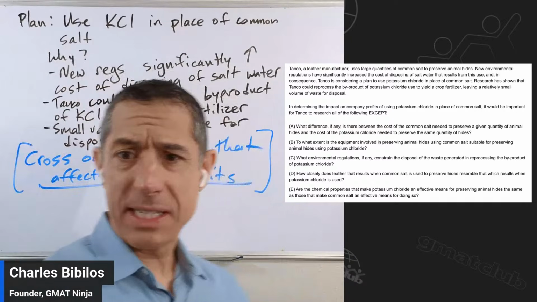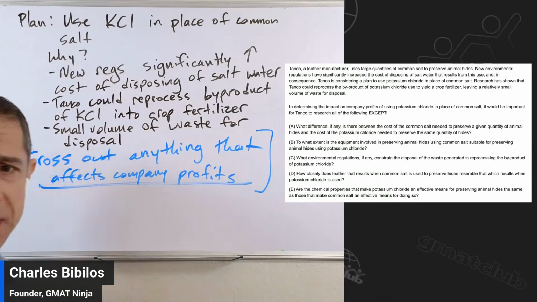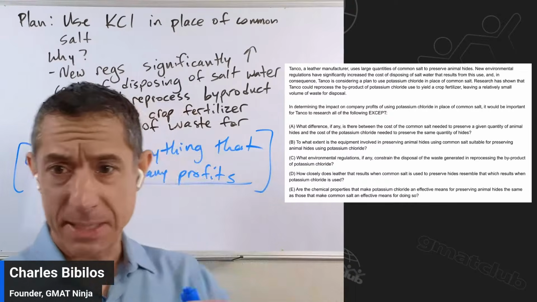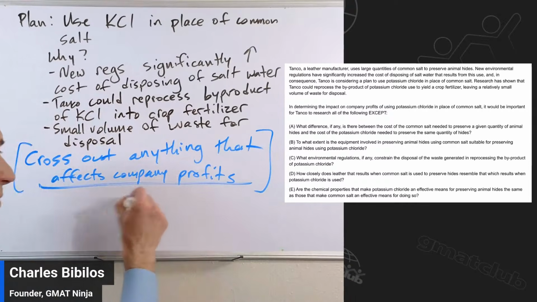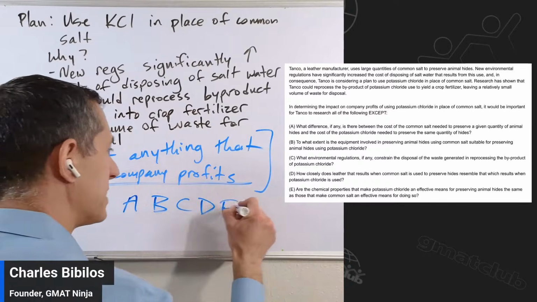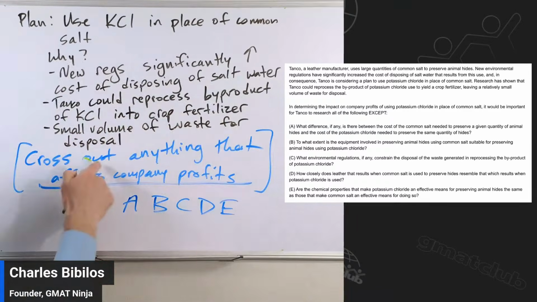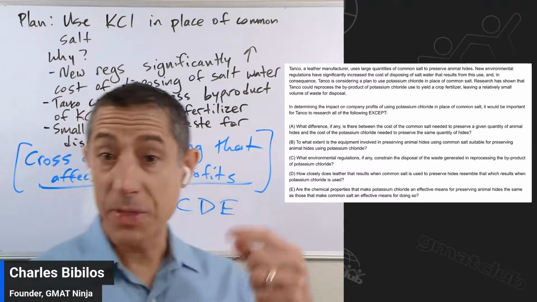So A: what difference, if any, is there between the cost of the common salts needed to preserve a given quantity of animal hides and the cost of potassium chloride? Would that be important to know if we're trying to determine the effect on company profits? Yeah, obviously, you want to know the cost of these two different things. Super important. We're going to cross that out because we're crossing out things that are important to know.